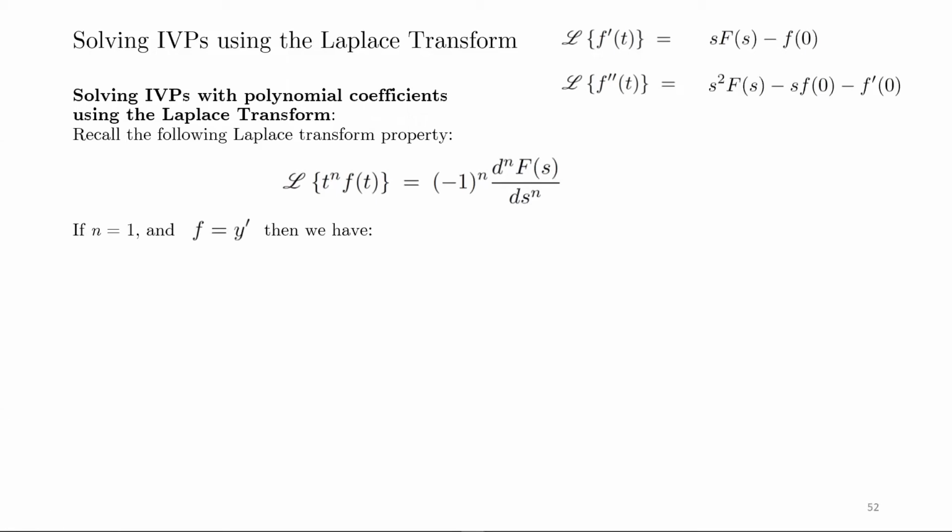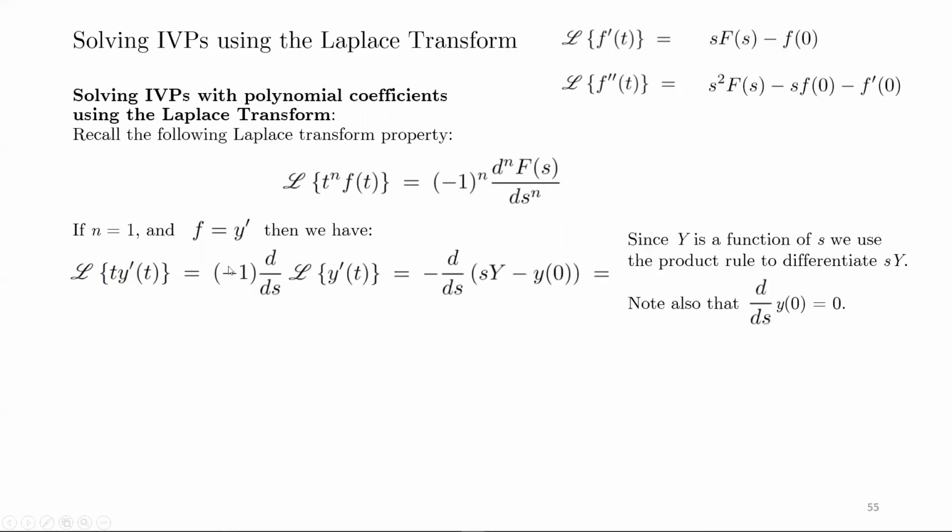So when n equals 1 and our function f equals the derivative y prime, then we have the Laplace transform of t times y prime is equal to negative 1 to the power of 1 times the first derivative of F of s. So negative 1 times the first derivative of the Laplace transform of y prime. But the Laplace transform of y prime is just s times the Laplace transform of y minus this first initial condition. So we end up with negative 1 times the derivative with respect to s of s times Y minus this initial condition.